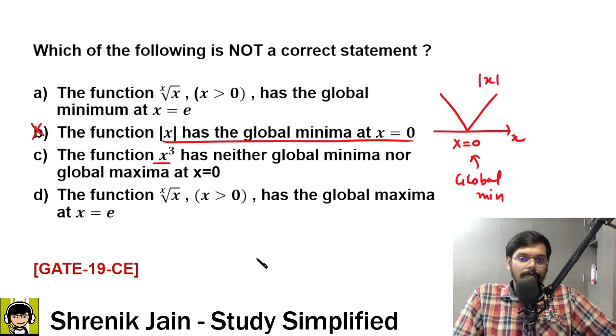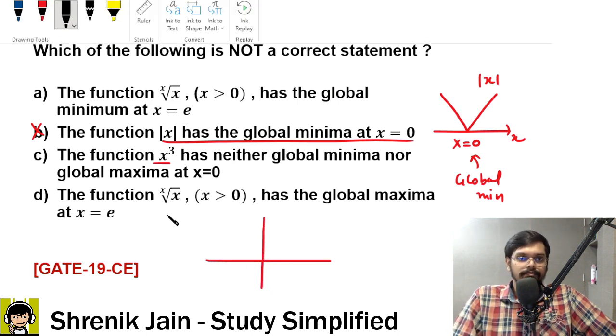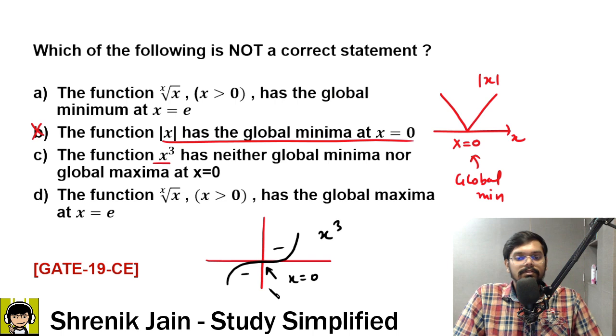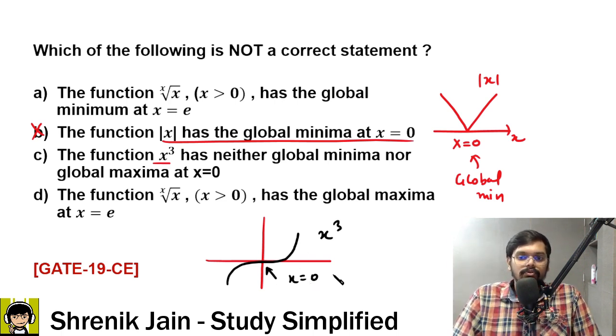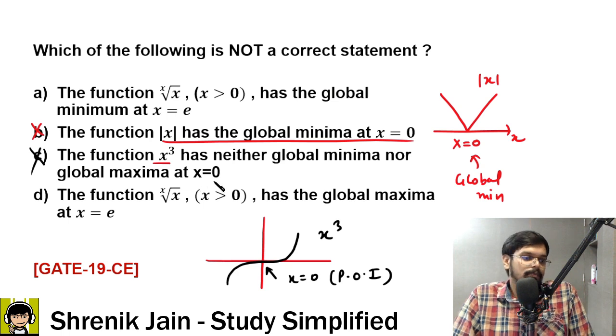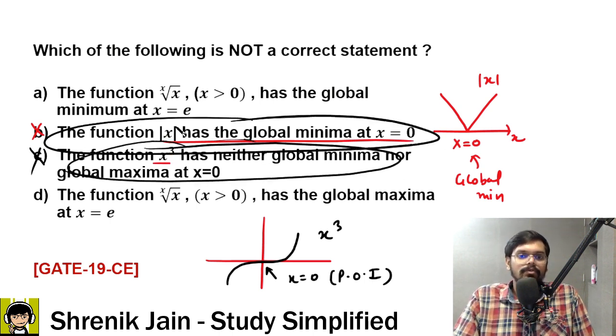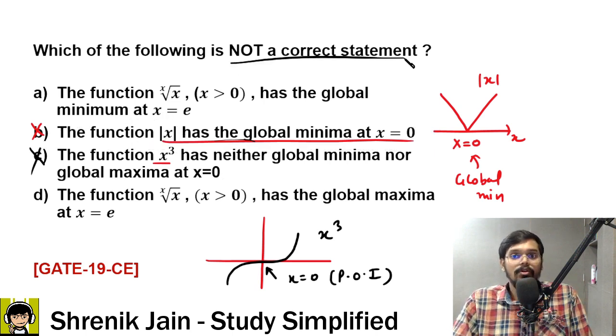You know the graph of x cube. How is the graph of x cube? Sir, the graph of x cube looks like this. Let me change the color. This is the graph of x cube. Sir, at x is equal to 0, we are having a curvature change. See the curvature change from down to up. So curvature change means it is a point of inflection. So point of inflection means neither global minimum nor global maximum, because at x is equal to 0, we have a point of inflection. So the statement was correct. This statement is absolutely correct. But we need the false statement. We need a not correct statement.